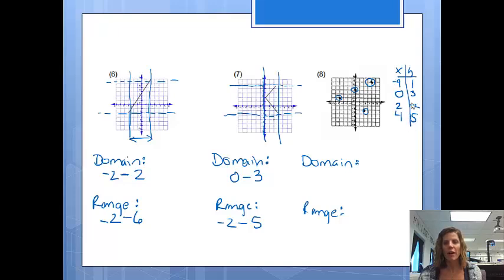Now that you have a table, we can easily list the domain and range. The domain is going to be -4, 0, 2, and 4. And the range will be 1, 3, -2, and 5. And that's pretty much it. So hopefully now you can find the domain and range of a relationship.